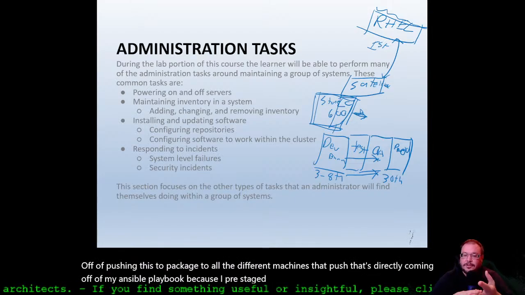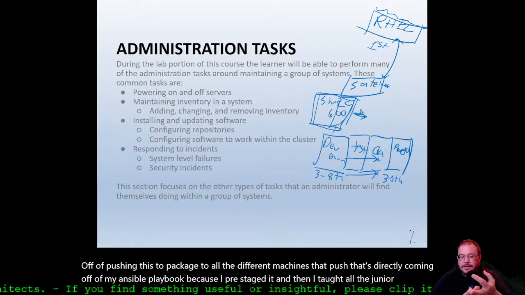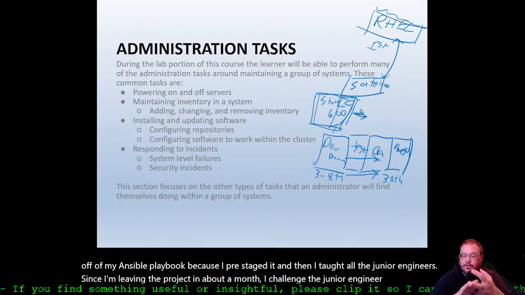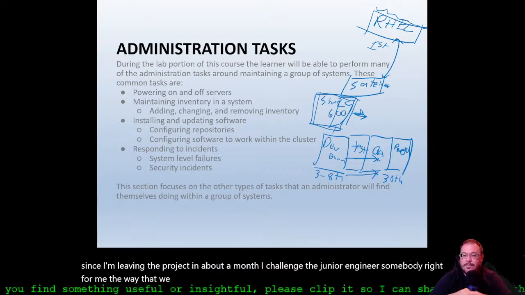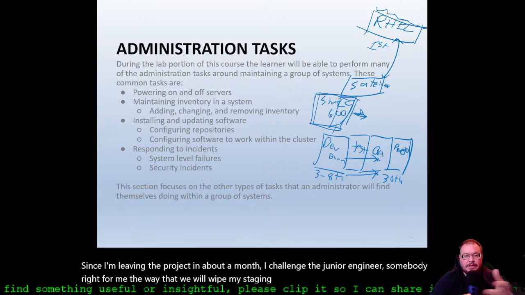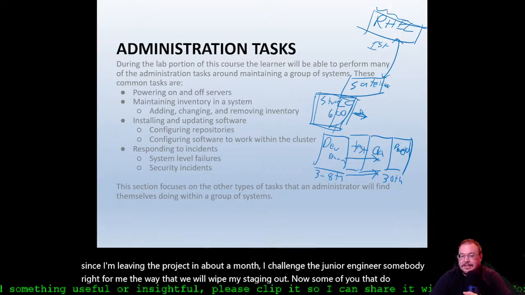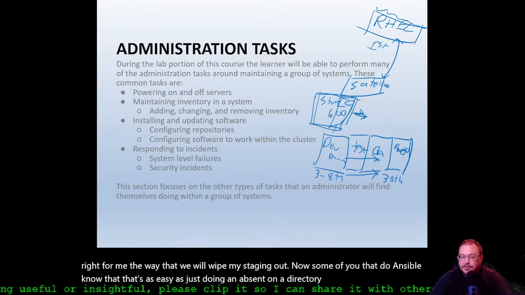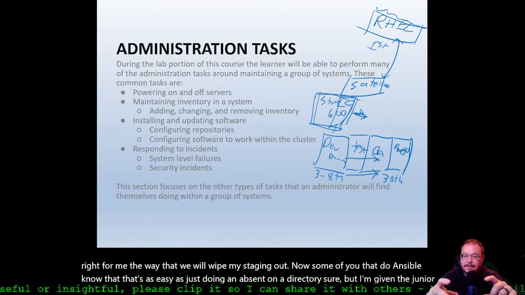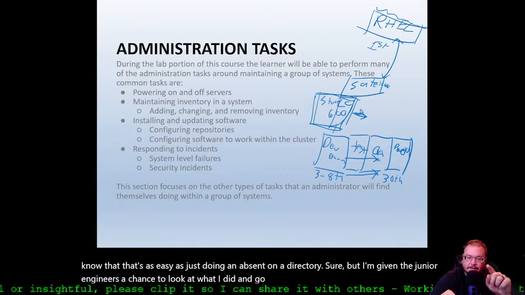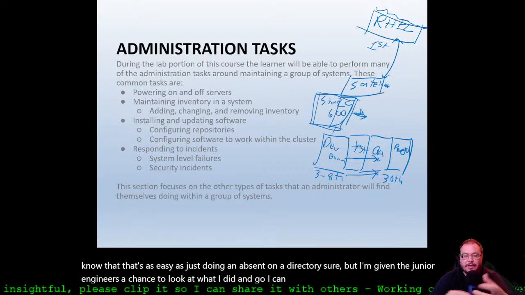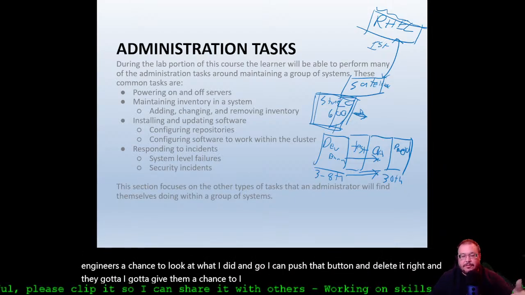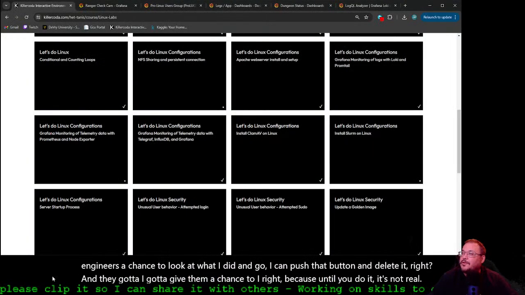And then I taught all the junior engineers, since I'm leaving the project in about a month, I challenged them: somebody write for me the way that we will wipe my staging out. Now, some of you that do Ansible know that that's as easy as just doing an absent on a directory. Sure. But I'm giving the junior engineers a chance to look at what I did and go, I can push that button and delete it, right? And I gotta give them a chance to do it, right? Because until you do it, it's not real for you as an engineer.